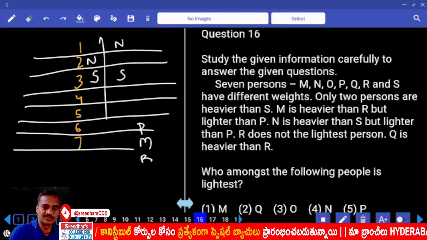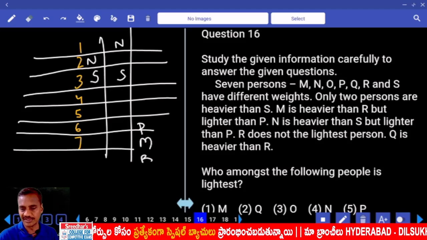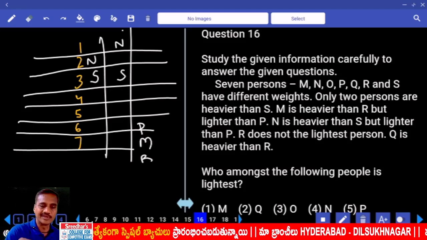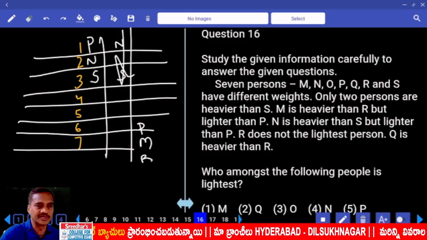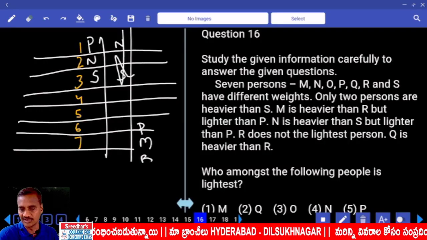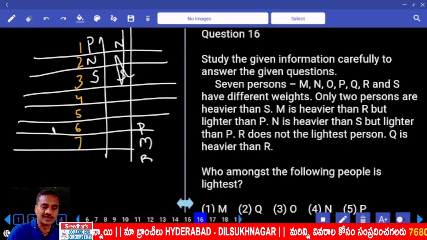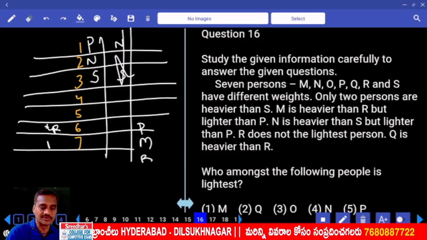Then next, what is the next possibility we have? N is heavier than S, but lighter than P. N is lighter than P, this is not possible, P and S must be together. Then next one, R is not the lightest person, we cannot have R at the 7th place.